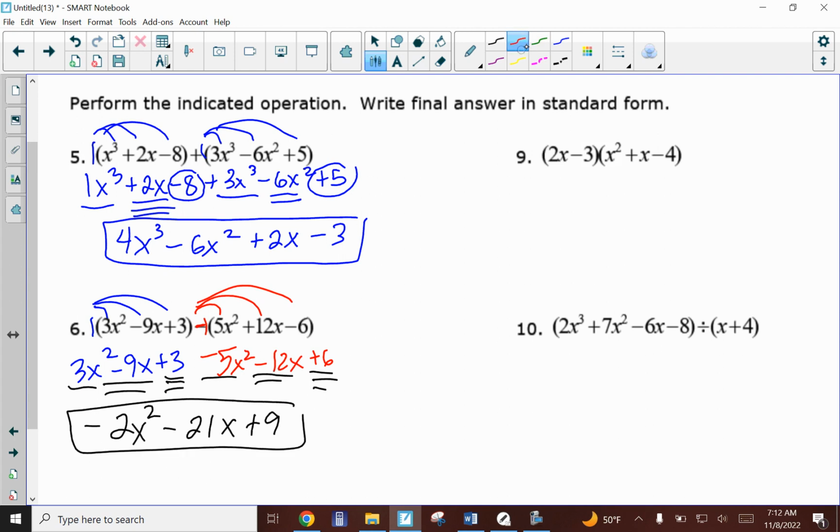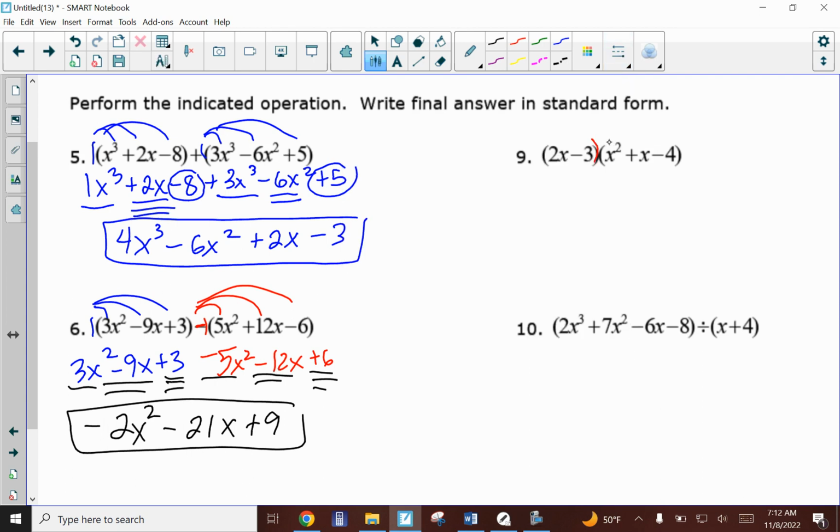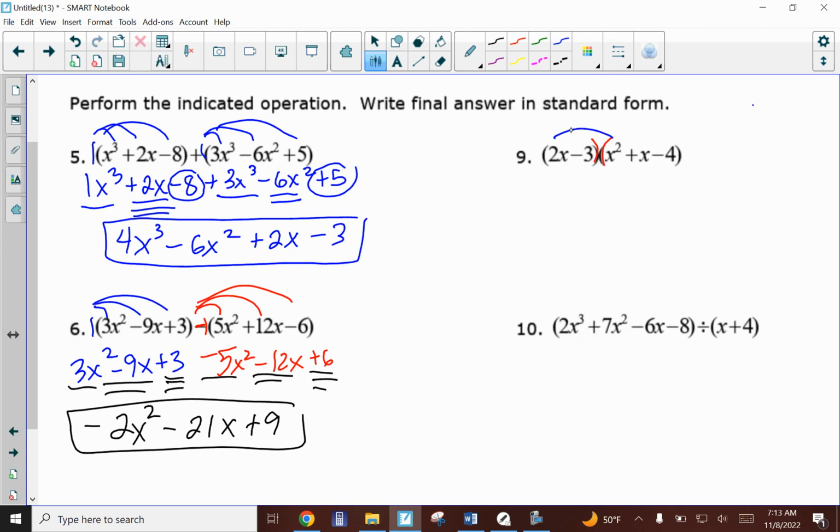So the next one is multiply, and you can tell it's multiply because these two parentheses are touching. So when we have to multiply, we just have to distribute. So we're going to take this 2 and multiply it to all three of those terms. So 2x times x squared gives us 2x to the third, because you have to add up the exponents. 2x times x is plus 2x squared. And then 2x times -4 is -8x.